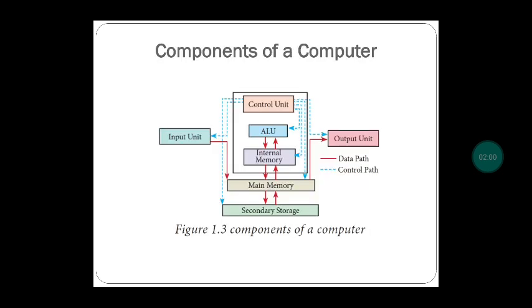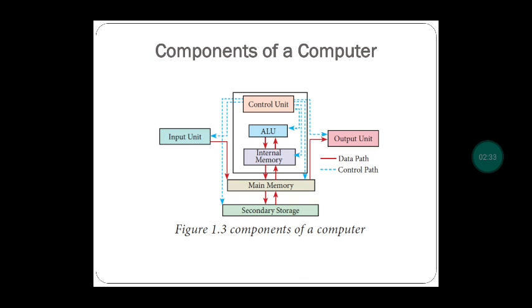Next, we will see about the components of computer. By seeing this picture, we will clearly understand what is happening inside the computer. Here, the three main things are input unit, control unit and output unit. Input unit means we are giving input to the computer only through the input devices. That is called input unit.